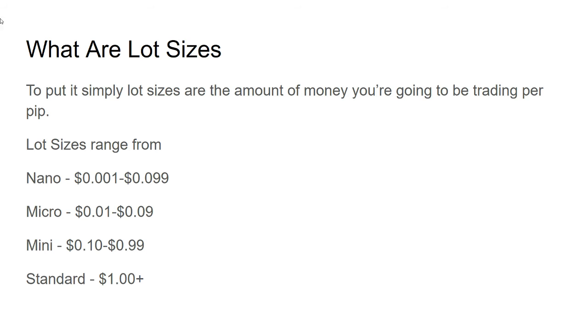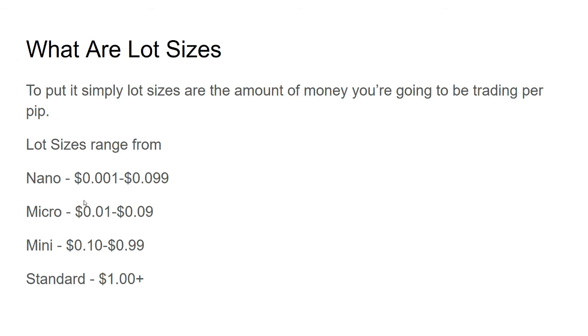So next, what are lot sizes? To put it simply, lot sizes are the amount of money you're going to be trading per pip. So lot sizes range from a nano, micro, mini, and standard. I ain't gonna lie, I forgot about that nano, and so I did some research today. I ain't really too focused on trading this.